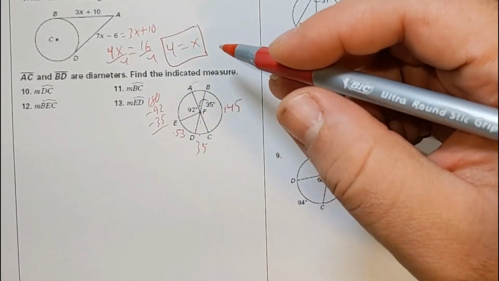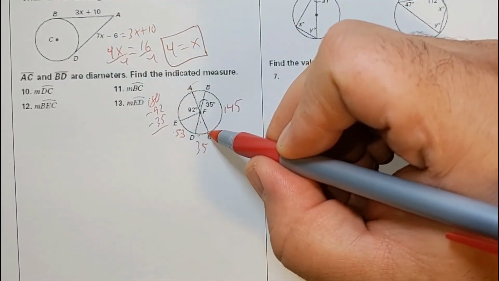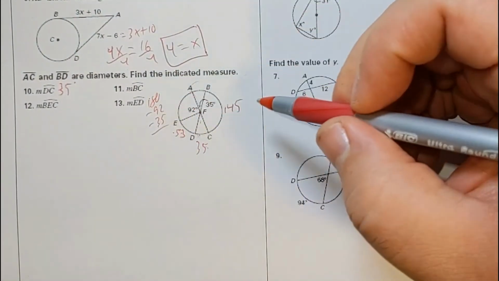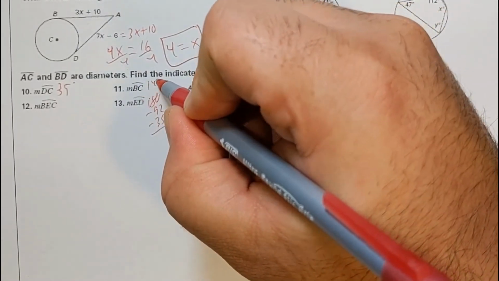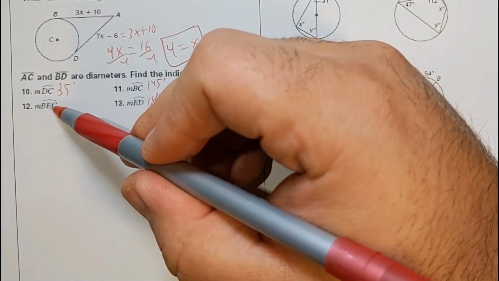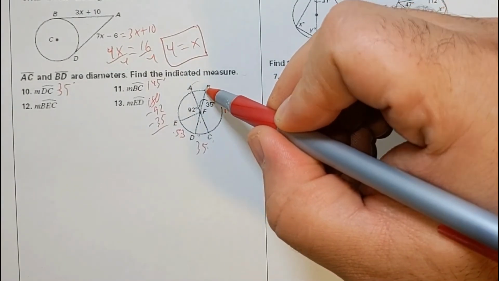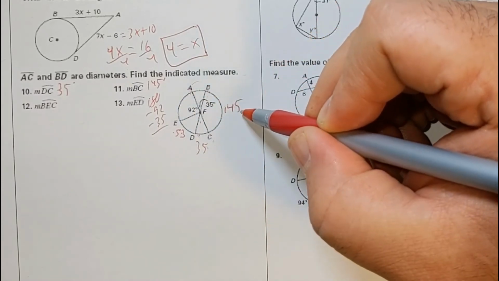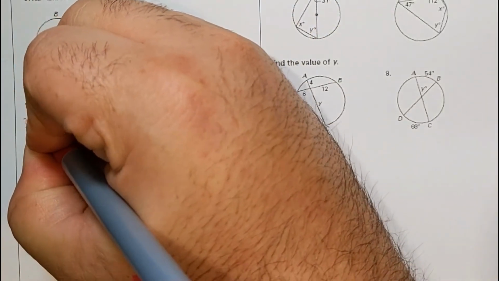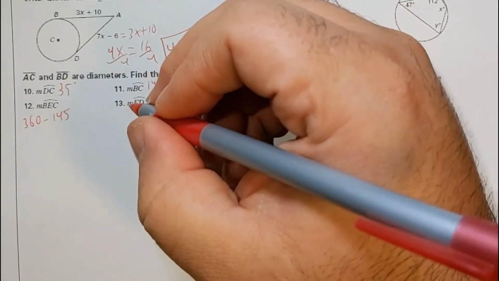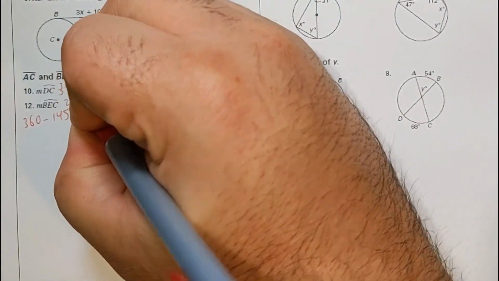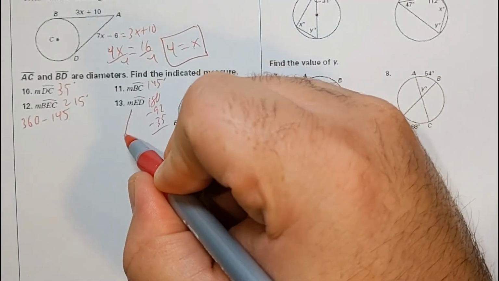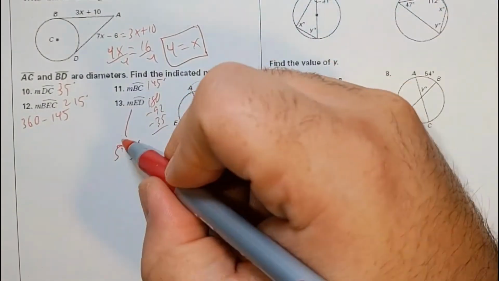Now that we have all the little pieces, if it says find the measure of arc DC, it's 35. We already did that one. If it's asking for arc BC, BC was 145. We already did that one. If it's asking for BEC, starting at B, going through E before it hits C, that's everything except for this 145. We can go 360 minus the one angle that we don't want, and we get 215. And then for ED, we already did that one over here. We got 53. So ED is 53 degrees.